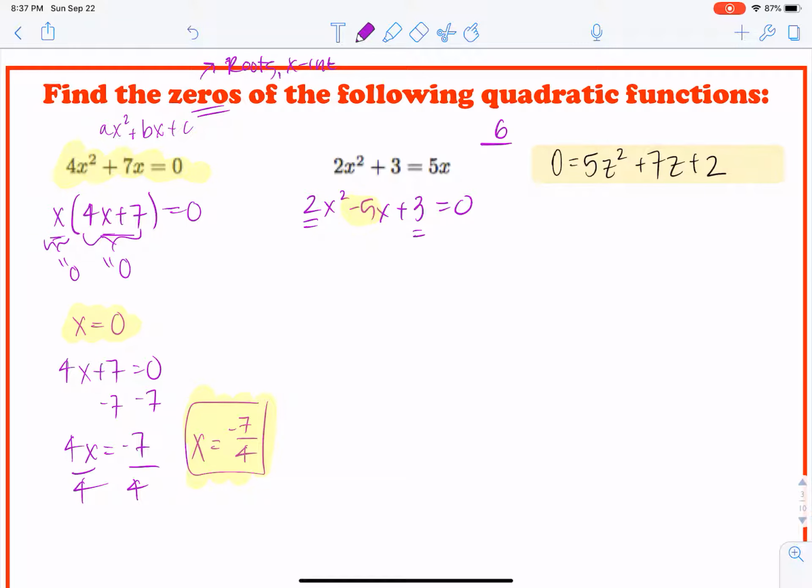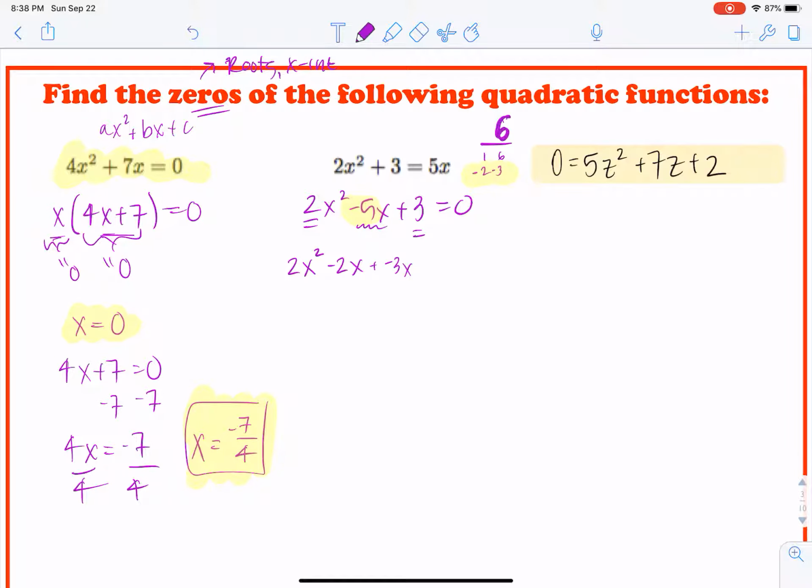So thinking about values that multiply to give me positive 6, I have 1 and 6, and I have 2 and 3. And neither of those values will add up to negative 5. But what will add up to negative 5 is negative 2 and negative 3, and those two values also will multiply to positive 6. So now I can rewrite my function here, 2x squared, but instead of writing this negative 5x here, I'll write using my values that I chose up here.